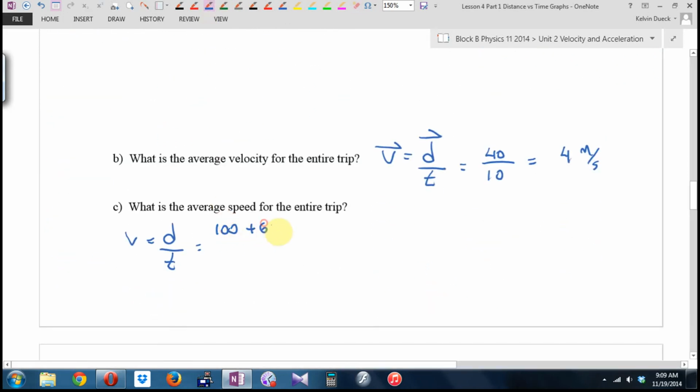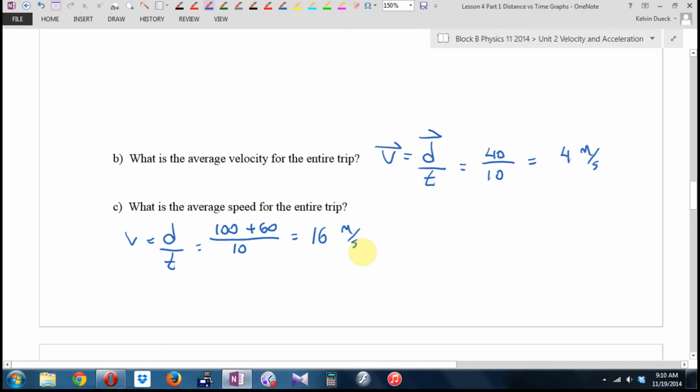Let's write this in our notes, plus 60. In your homework, if you do that in your head, I don't have a problem with that, but I want you to see where the numbers came from. Over how much time? Still 10 seconds. What's my average speed? 100 plus 60, 160. Divided by 10. 16. Okay. See the difference?